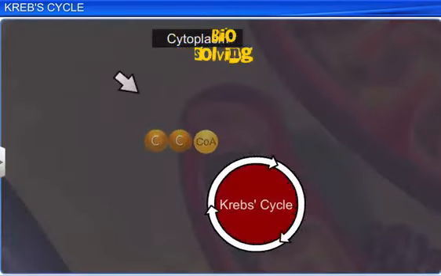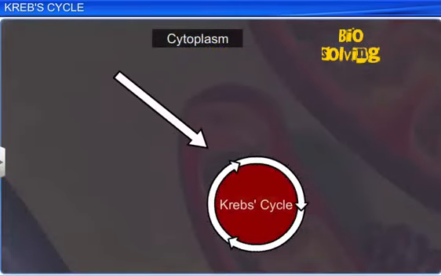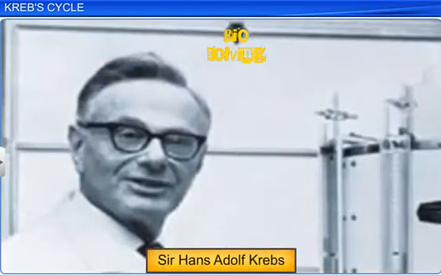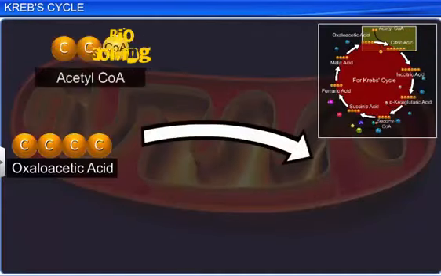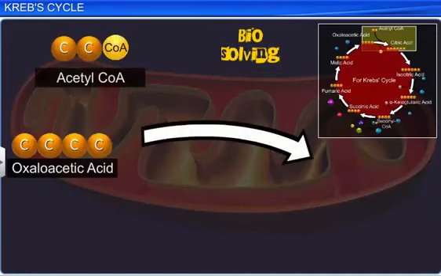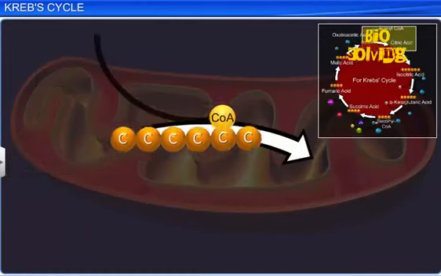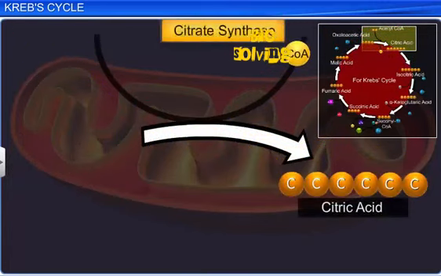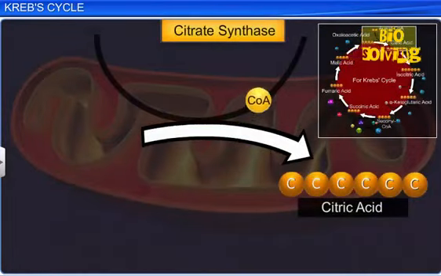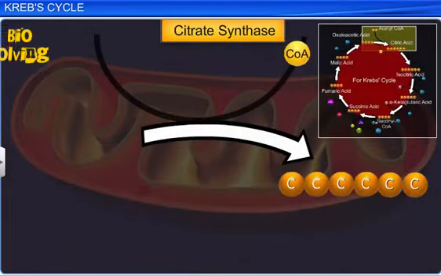The acetyl coenzyme A thus formed enters Krebs cycle, which has been named after the scientist Sir Hans Adolf Krebs. Krebs cycle starts with the reaction of acetyl coenzyme A with oxaloacetic acid to form citric acid, catalyzed by the enzyme citrate synthase, with the release of coenzyme A.